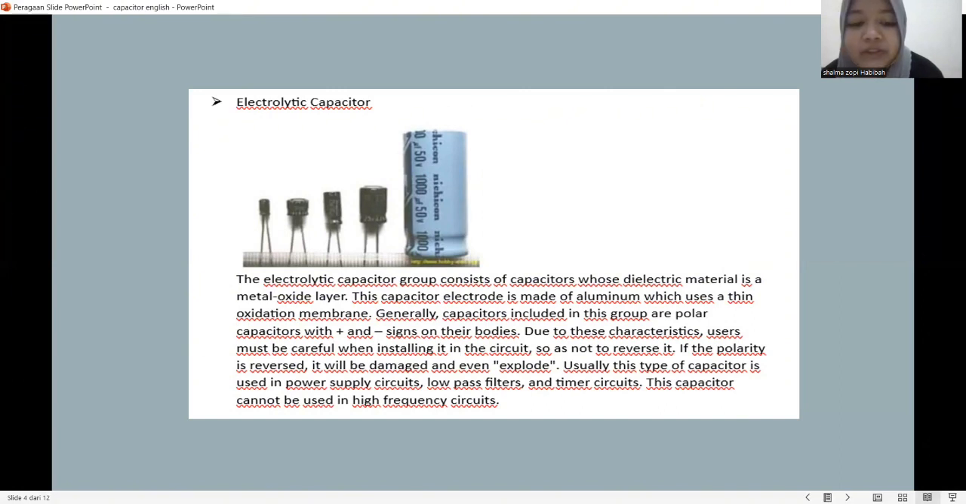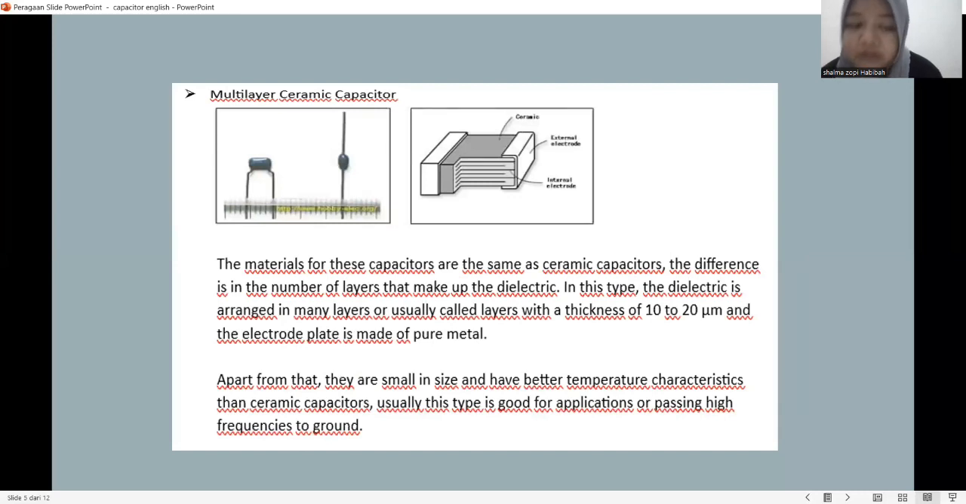Usually, this type of capacitor is used in power supply circuits, low pass filter, and time circuit. This capacitor cannot be used in high frequency circuit. Next, multi-layer ceramic capacitor. The material for this capacitor are the same as ceramic capacitor. The difference is in the number of layers that make up the dielectric. In this type, the dielectric is arranged in many layers with a thickness of 10 to 20 micrometers, and the electrode plate is made of pure metal.